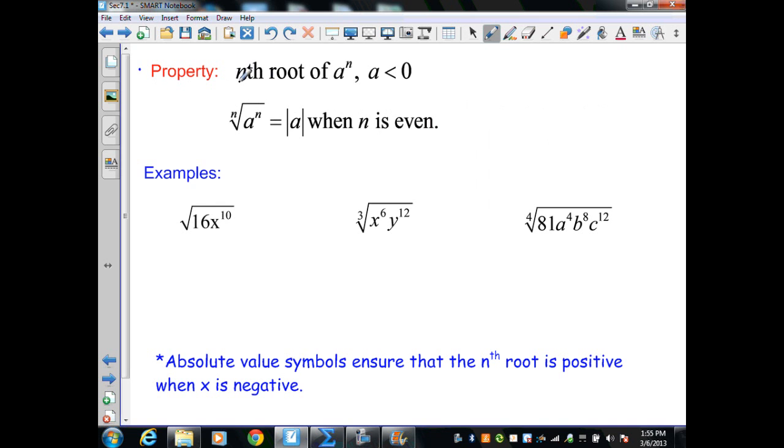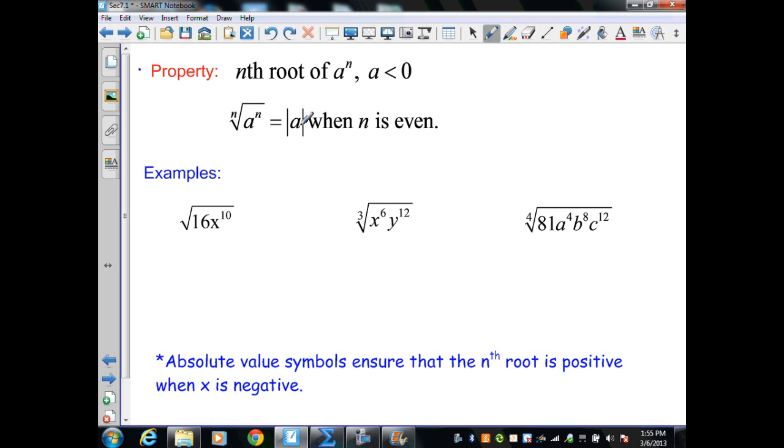In this property, the nth root of a to the n, where a is less than 0, I have the nth root of a to the n. The solution is the absolute value of a, where the exponent of that value is odd, and that is when n is even. I need to ensure that because the nth root is positive when x is negative. Remember, I can't have a negative radicand, and that ensures that value.